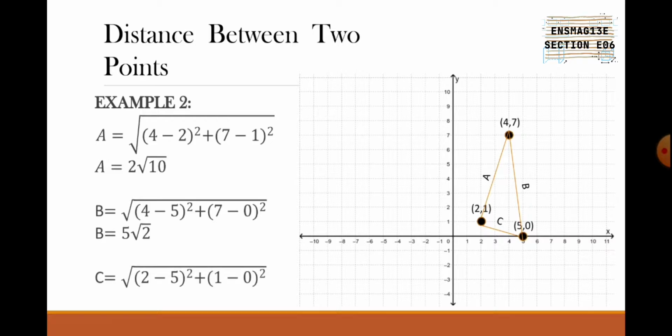For our third side, this is our second point and this is our first point. So for our x coordinate, we have 2 and 5. For our y coordinate, we have 1 and 0. So you try to solve this one. And our leg C is equal to square root of 10.